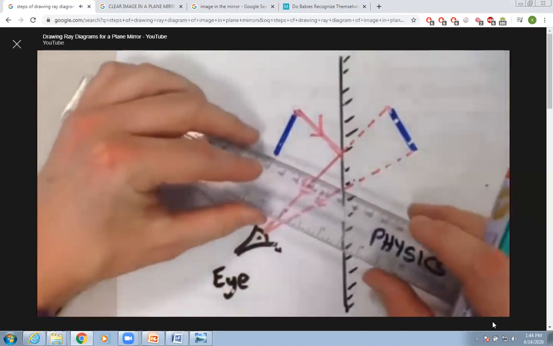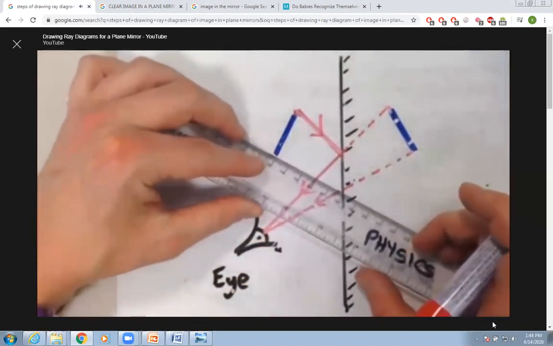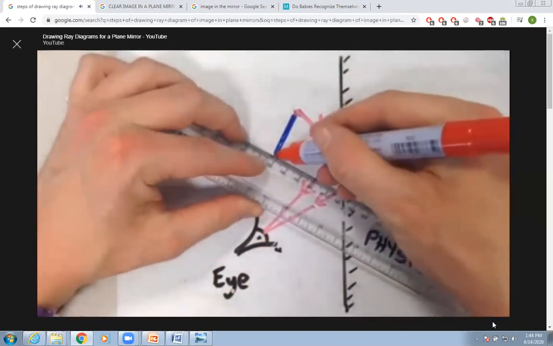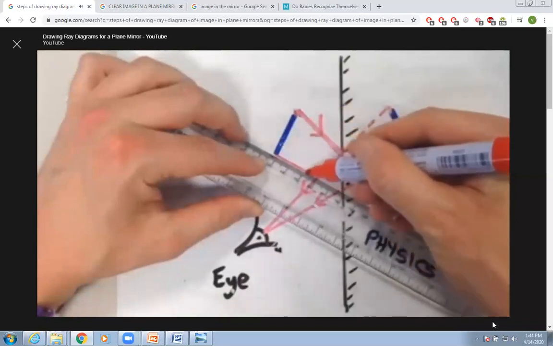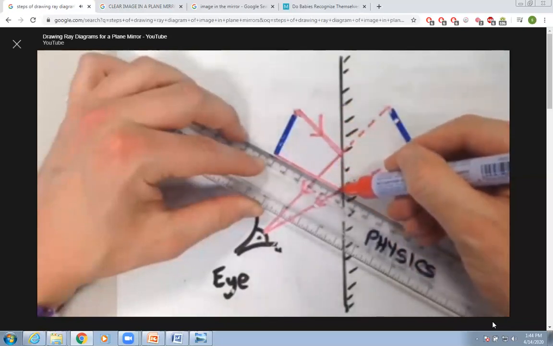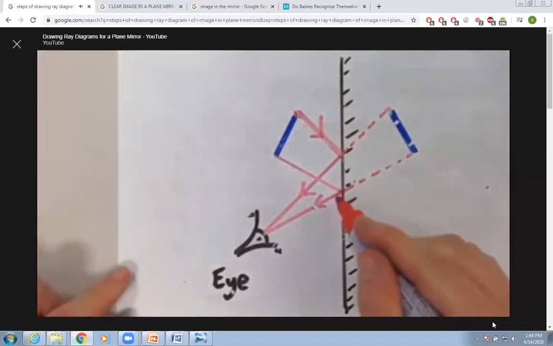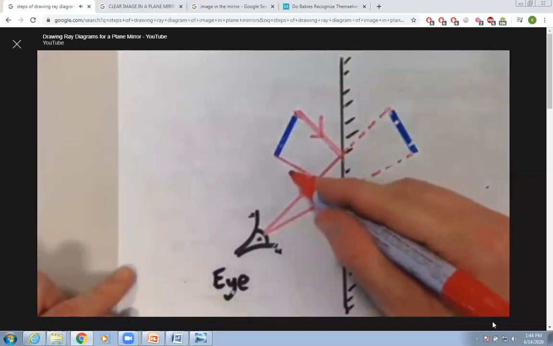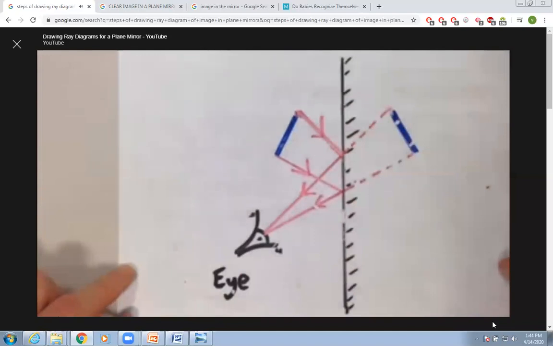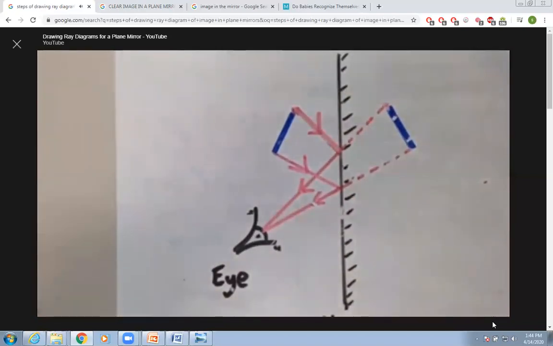We can then repeat that process on the bottom from the candle. So a ray of light has bounced off the candle towards the mirror, hits the mirror, bounces off and into the observer's eye. We put an arrow on there again to represent the direction that the light ray travels.